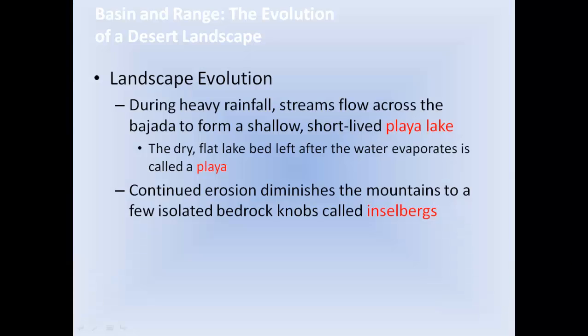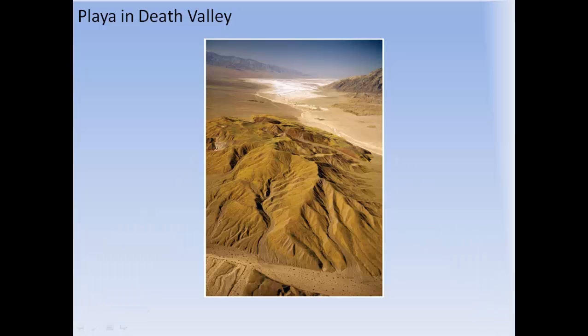During heavy rainfall, streams flow across the bajada to form a shallow, short-lived playa lake. The dry, flat lake bed left after the water evaporates is called a playa. Continued erosion diminishes the mountains to a few isolated bedrock knobs called inselbergs. So here's the playa in Death Valley.